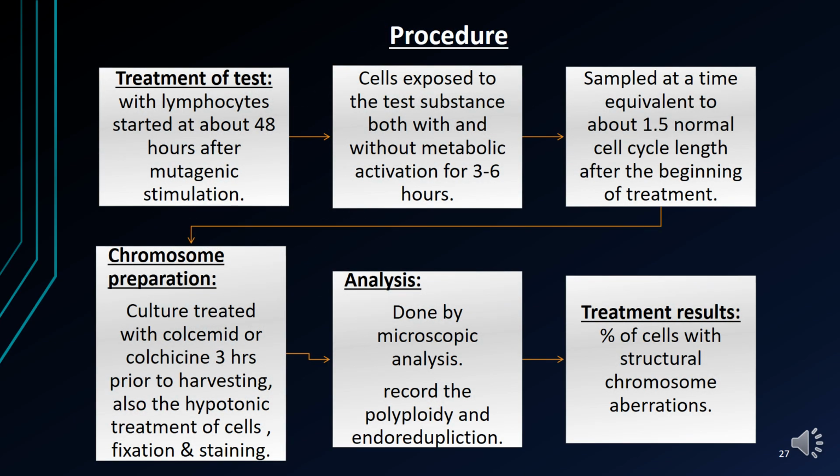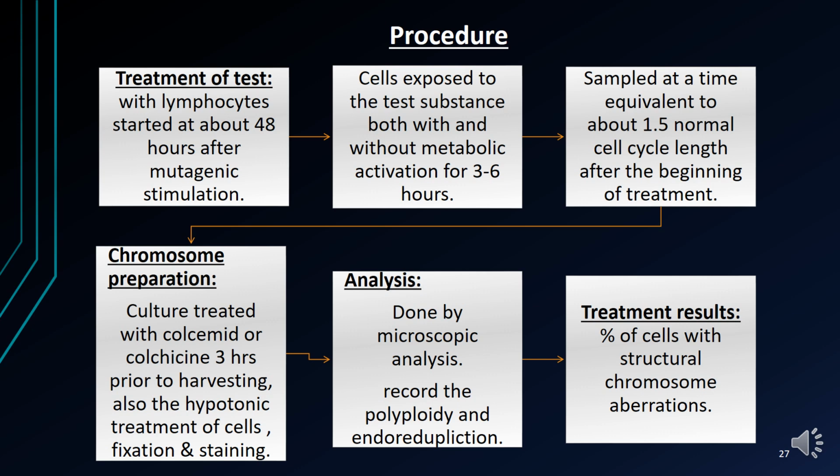Procedure for the chromosomal aberration test. So here the treatment of a test substance with lymphocyte starts 48 hours after the mitogenic stimulation. Then it is exposed to the test substance with and without metabolic activation for 3 to 6 hours. After that, it is sampled at an equivalent of about 1.5 normal cell cycle length after the beginning of treatment.